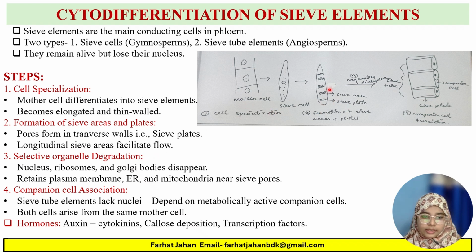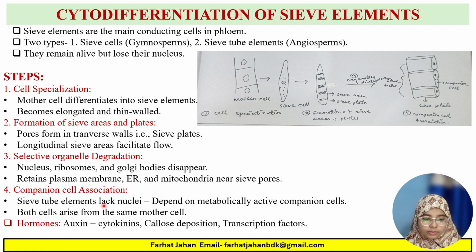So the sieve areas are arranged here and facilitate the flow, and these sieve areas later on form a complete sieve plate-like structure. Here we can see the sieve plate-like structure. Then selective organelles degenerate. Nucleus, ribosomes, and Golgi bodies disappear. The plasma membrane, endoplasmic reticulum, and mitochondria are retained near the sieve pores. So near the sieve pore, only mitochondria, endoplasmic reticulum, and plasma membrane are left. However, Golgi bodies, nucleus, and ribosomes disappear, and the companion cell associates. At last, the companion cells associate one after another in a chain manner.